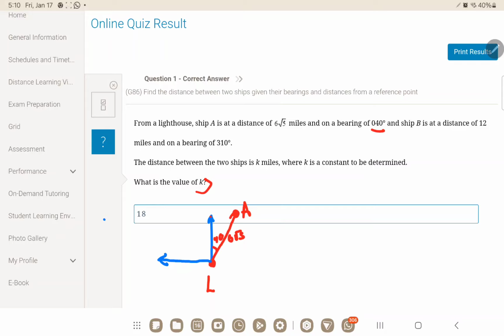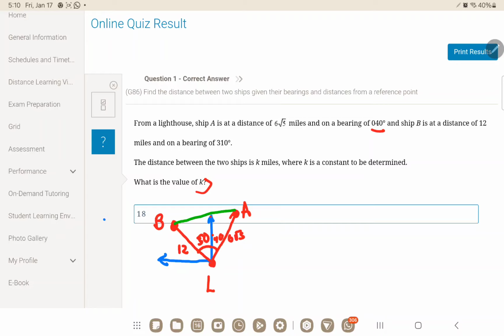360, right? So let's say if this is 360, you need to subtract 50 degrees from it. Somewhere here would be 310. And between 310 and the 360 line, you have 50 degrees. And here is ship B at 12 miles. Now they want to know what is the distance between ship A and ship B. So they want to know what is this distance here.